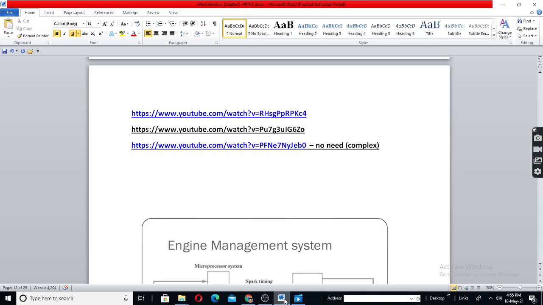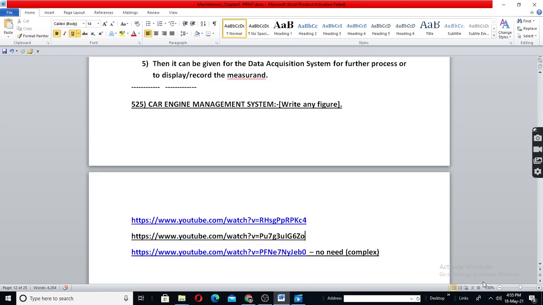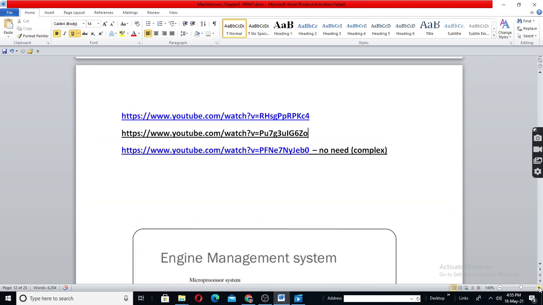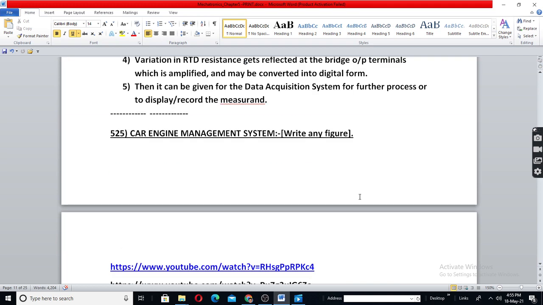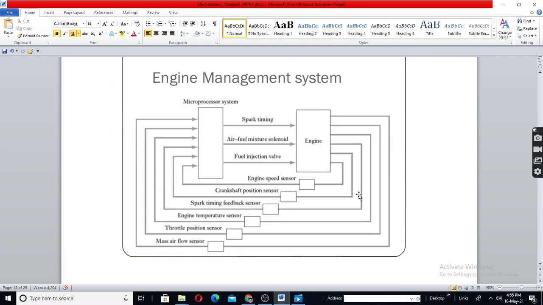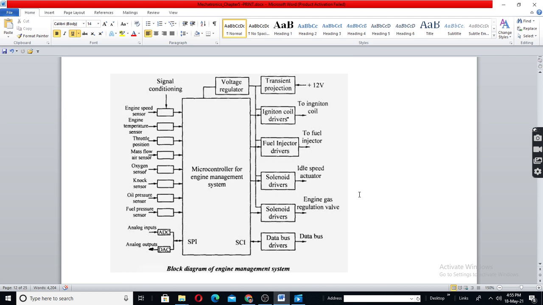Class 203 means 73 car management system. You can write any figure, either this or this.